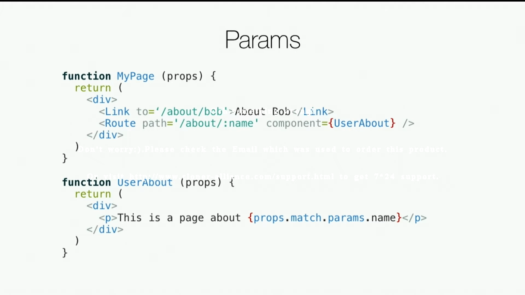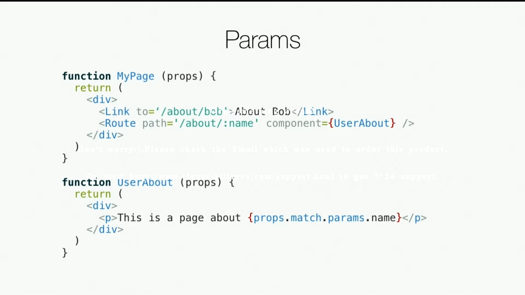So in this particular case, we click on the link that changes our URL to /about/Bob. That matches the path of /about, and then Bob gets assigned to the param name. The match object gets passed in through props, and then we can render this as a page about props.match.params.name. Params.name matches the param that we matched on for the route, and so Bob gets put in here. Does that kind of make sense? More or less?